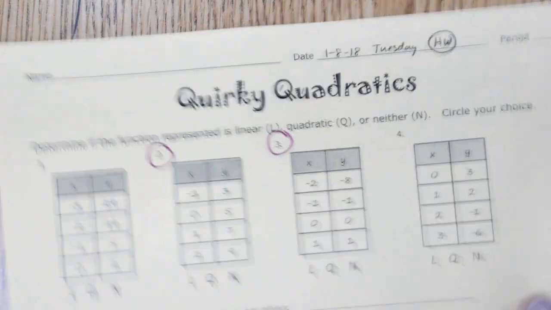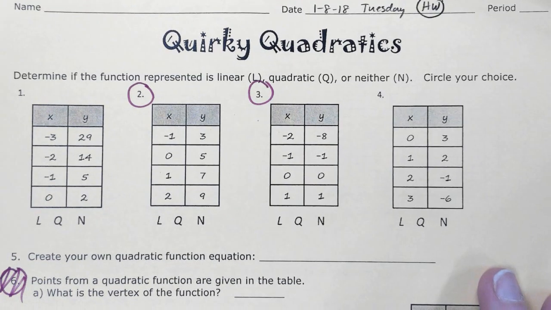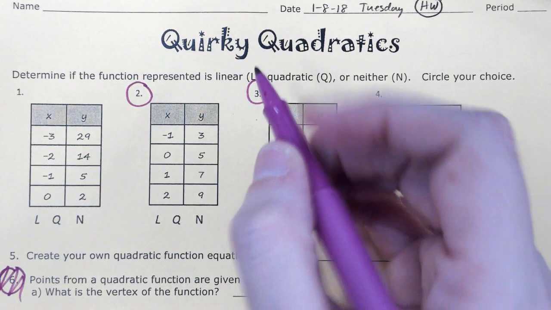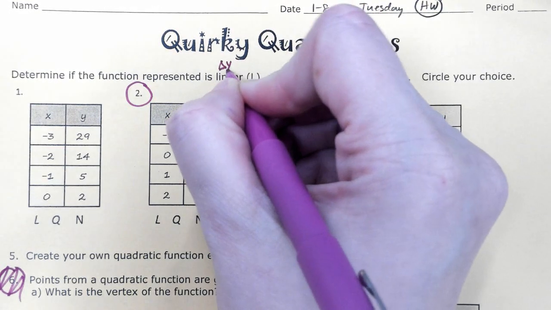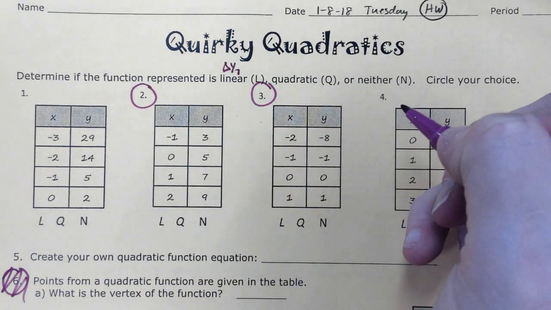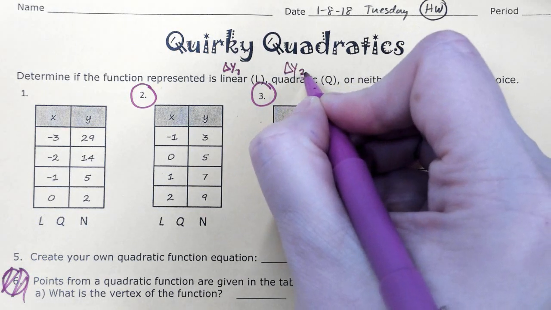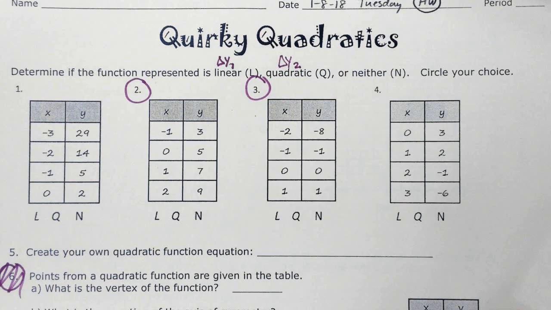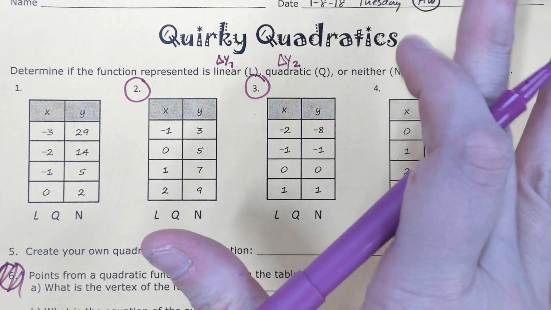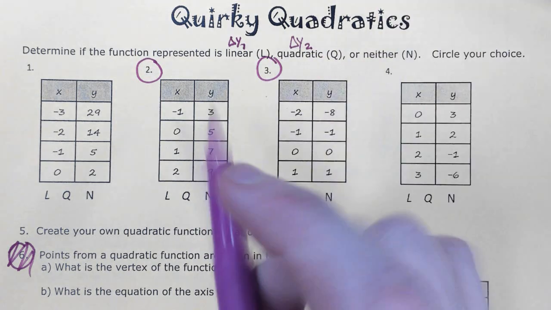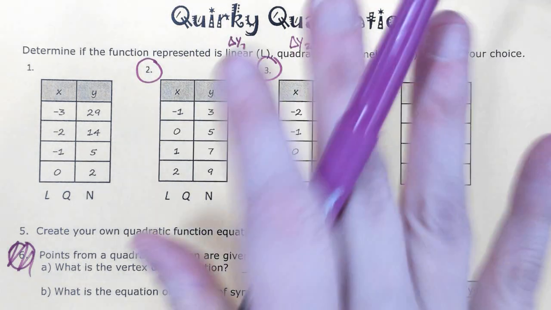All right, so let's take a look at number 2. So remember, when we're trying to decide if something is linear, quadratic, or neither, we start off by trying to find delta y1. If delta y1 is all equal, then it's linear. If delta y2 is all the same, it's quadratic. And if you have to go further than that, it's neither. And again, we have a third type of function we're going to learn about, but we're not there yet, so we're only focusing: is it linear, is it quadratic, or is it something else?